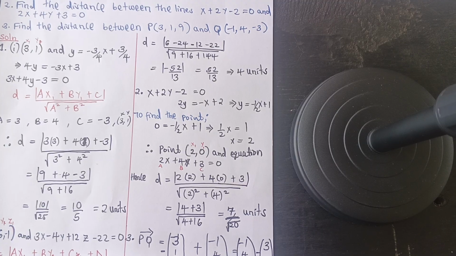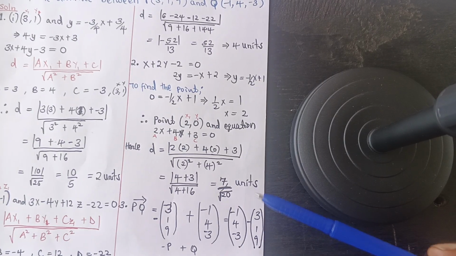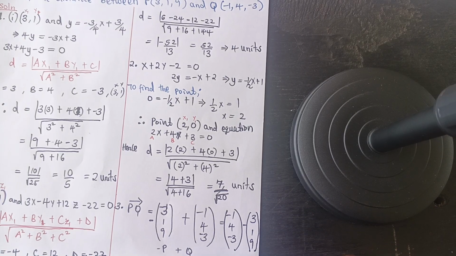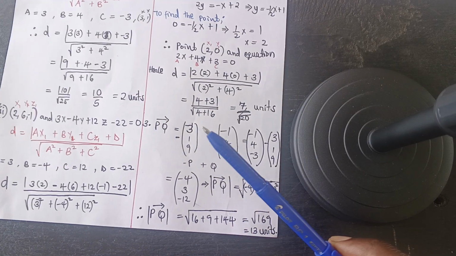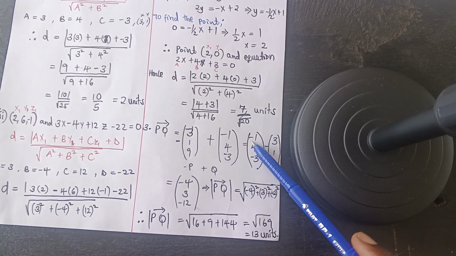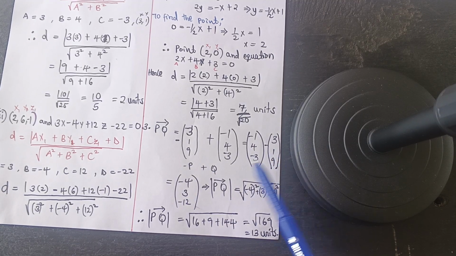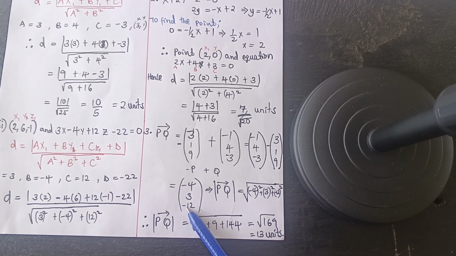If we write in a good manner, it's going to be negative 1, 4, negative 3. We subtract 3, 1 and 9. So here it's going to be negative 1 subtract 3, which is going to give you negative 4. And 4 subtract 1 is going to give you 3. Negative 3 subtract 9 is going to give you negative 12.